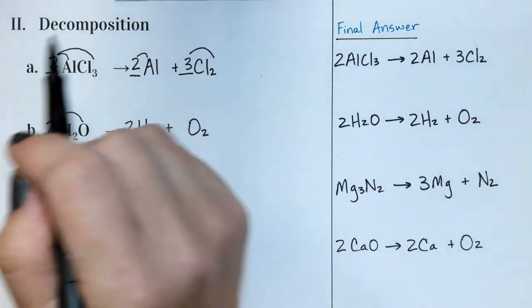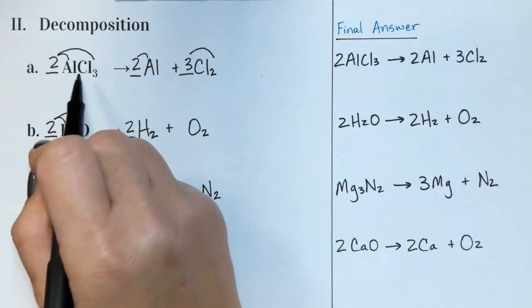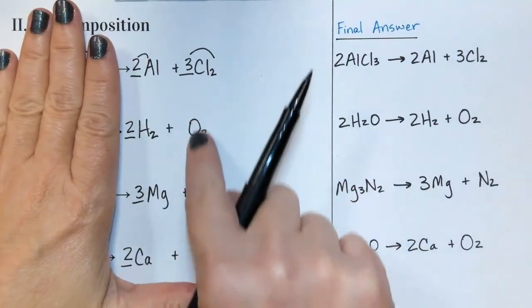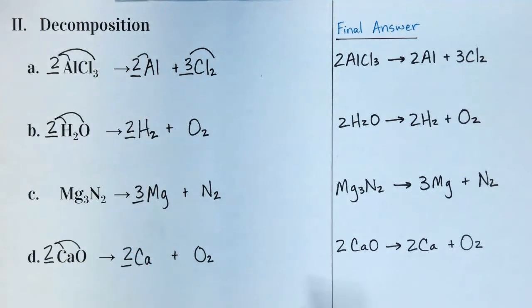So final summation of notes. Do not carry over subscripts to the right. Once you separate the elements, all you need to determine is, are one of the products a diatomic? If so, give it a subscript of 2 and then balance your coefficients.